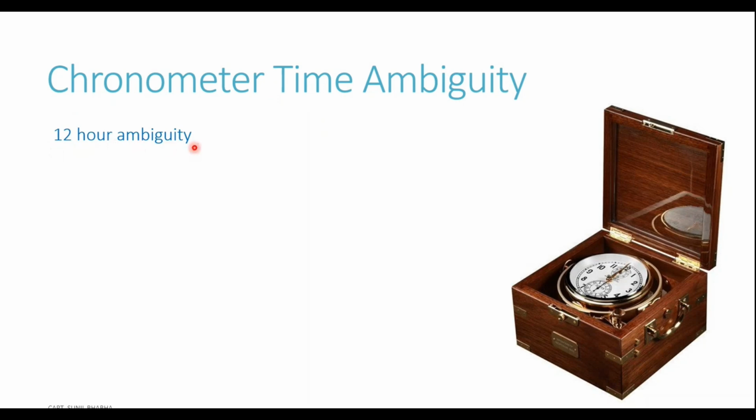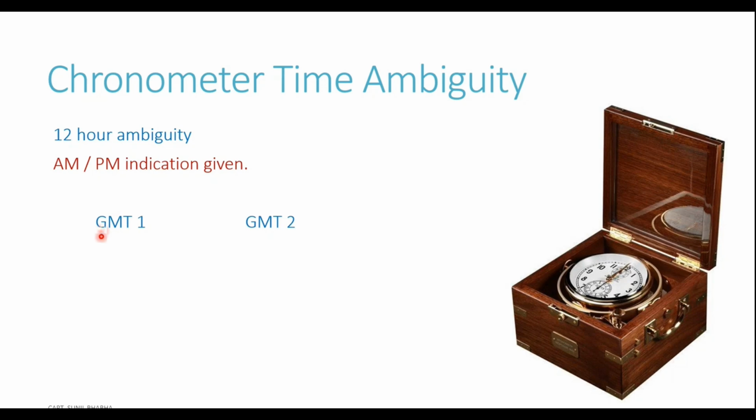Now, how is this ambiguity resolved? Whenever the chronometer time is given to us in the question, an AM/PM indication is always given with it. Whether it is AM on the ship or PM on the ship, that indication is always given to you. And it makes sense because whenever you take a sight, you will be aware of whether it is AM on board or PM on board. So we use this information to resolve the 12-hour ambiguity.